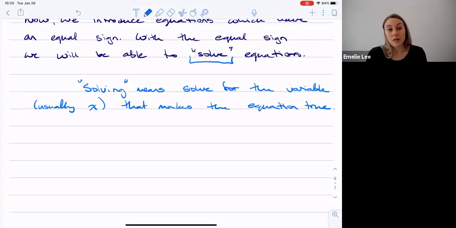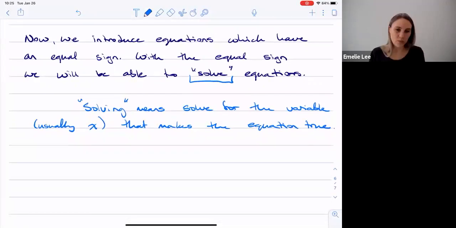So when I say solve the equation, you have to solve for the variable, and if there are multiple variables, then I need to say solve for r, or solve for x, or solve for y, or whatever. Solving for a variable just means you have to rearrange things to get that variable on its own.